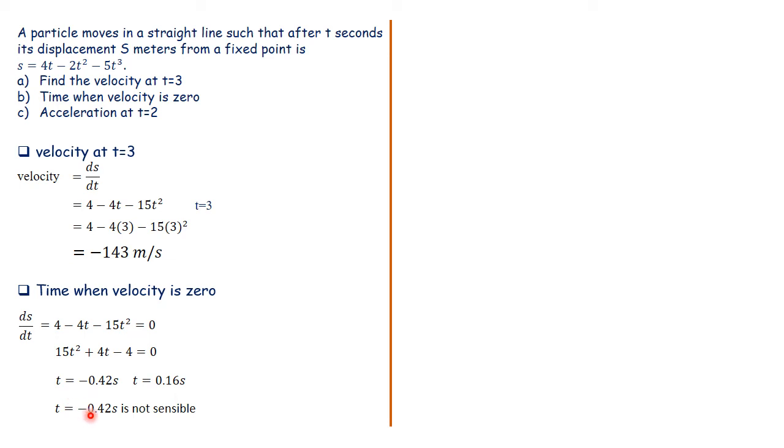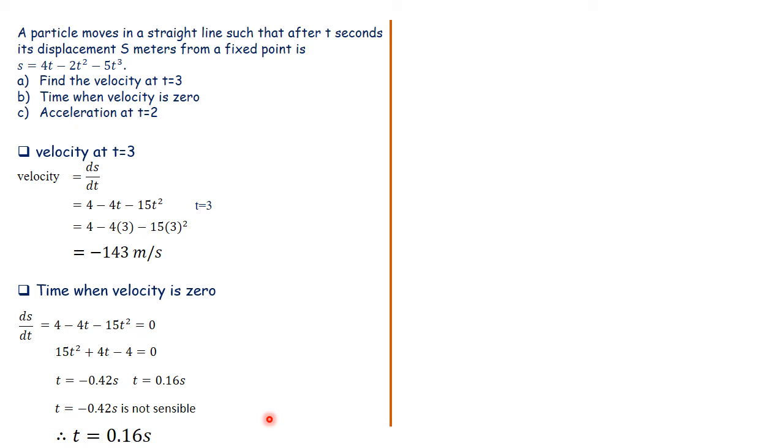For negative 0.42 seconds, that answer is not sensible because we're getting time that is negative. We don't have such a thing as negative time. Therefore, that's not sensible. That makes us settle for this answer: t is 0.16. So when was velocity 0? At the point when the particle had just moved for 0.16 seconds.